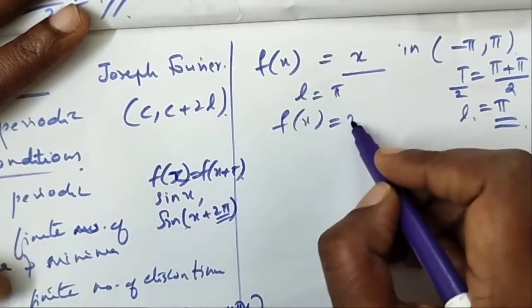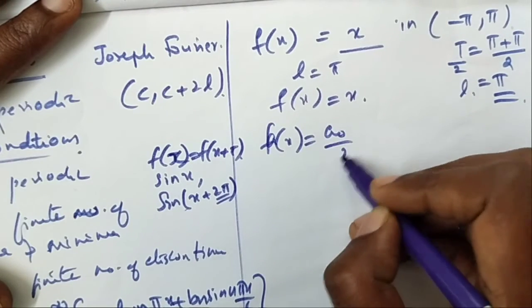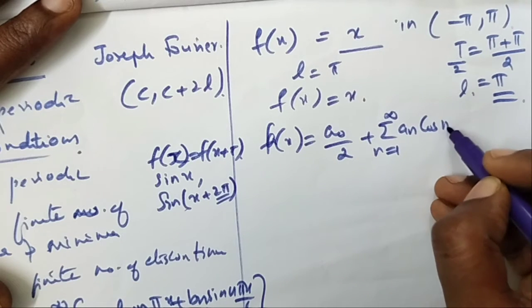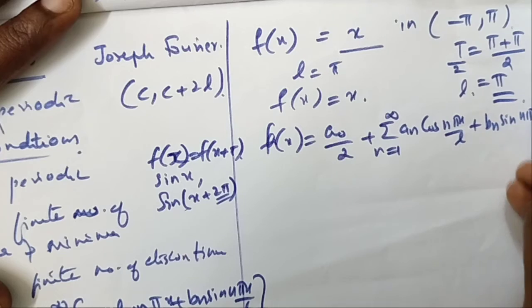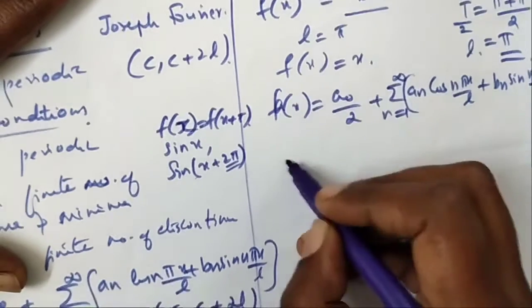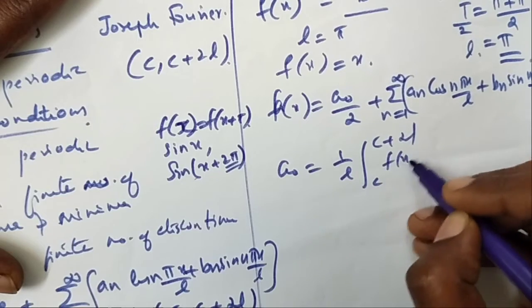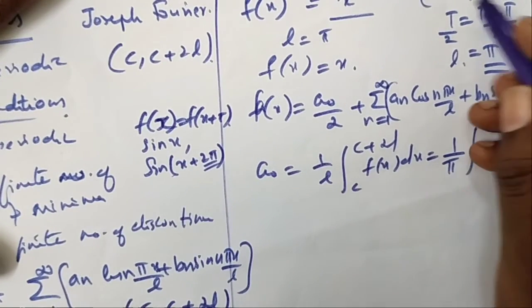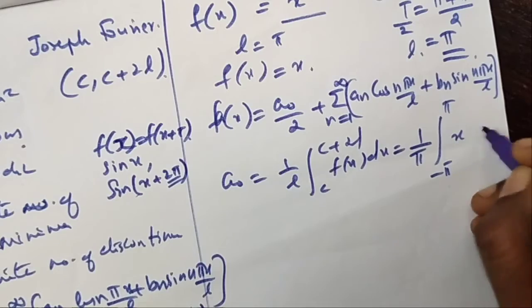F of x is x. So what's the formula to find the Fourier series? It is a0 by 2 plus sigma n from 1 to infinity an cos n pi x by l plus bn sin n pi x by l. So a0 is 1 by l integral c to c plus 2l f of x dx. So 1 by l is 1 by pi here, and c to c plus 2l, the interval in which the function is defined, that is minus pi to pi, f of x dx.